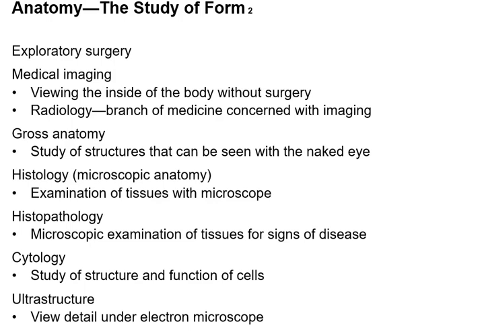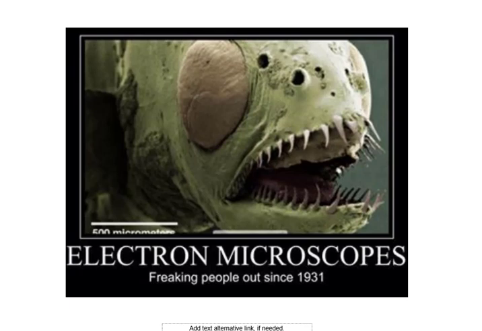And here's one I just went out and found. Electron microscopes freaking people out since 1931. So instead of using light to focus and bounce back off of an object, you use electrons. So you can get much higher magnifications than you can with regular light microscopes.